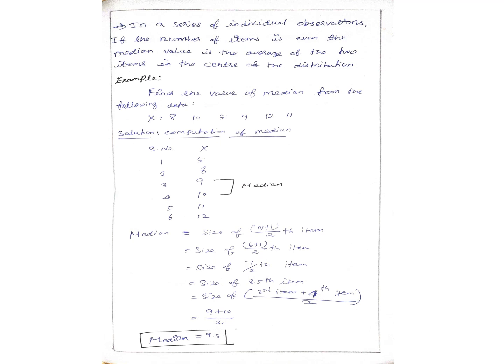First we arrange the data in ascending order or descending order. After that, we take the middle two values and divide their sum by 2, or we use the formula: median is equal to size of (n plus 1) by 2th item. Here n value is 6, so 6 plus 1 by 2, that is 7 by 2, which is equal to 3.5. So the size of 3.5th item, that is the size of third item plus fourth item divided by 2. Here the third item is 9 and the fourth item is 10, divided by 2. So 19 by 2, which is equal to 9.5. So the median value is 9.5.